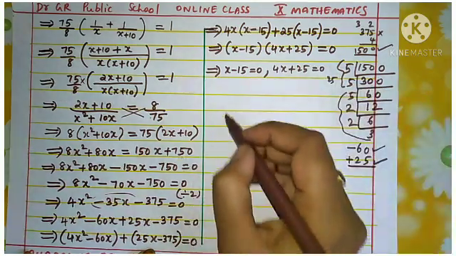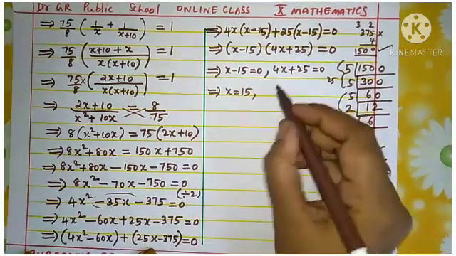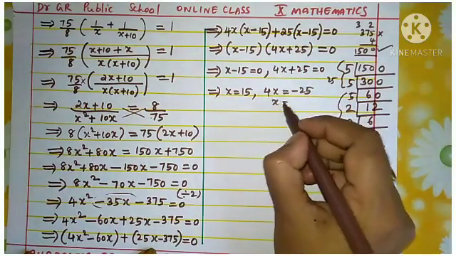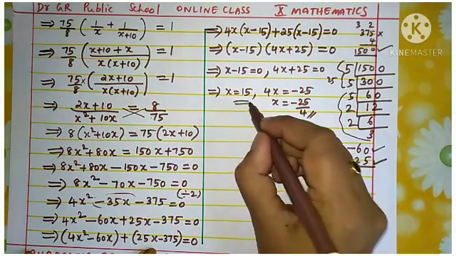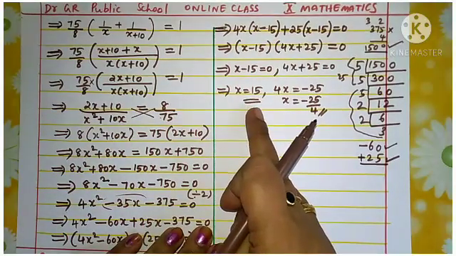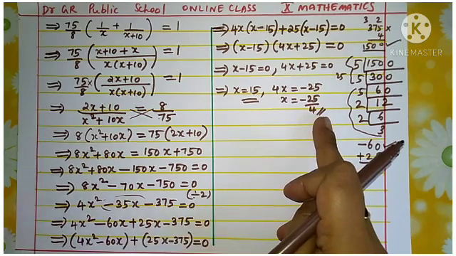So this implies x minus 15 equal to 0, one part, and 4x plus 25 equal to 0. Okay, so here x is equal to 15 and here 4x equal to minus 25, that is x equal to minus 25 by 4. So we got two answers for x now. One value for x is 15 and one value is minus 25 by 4.